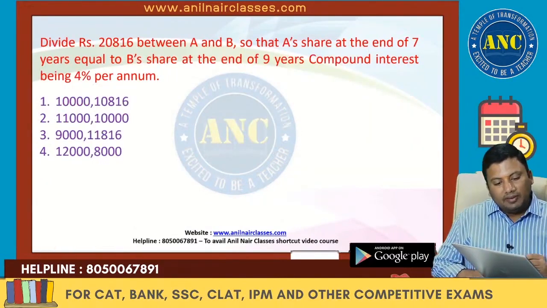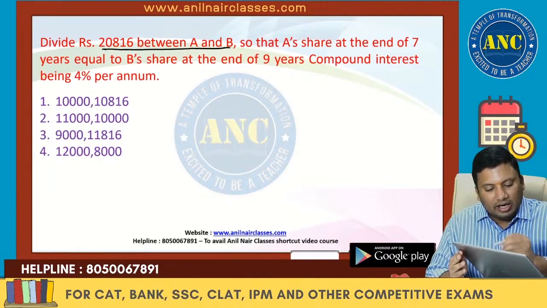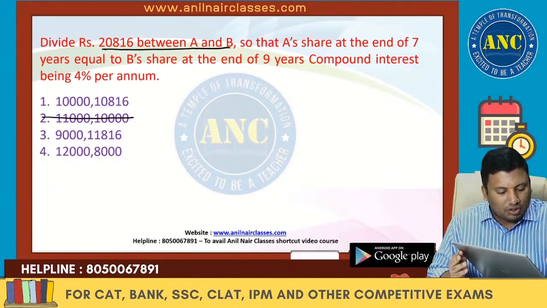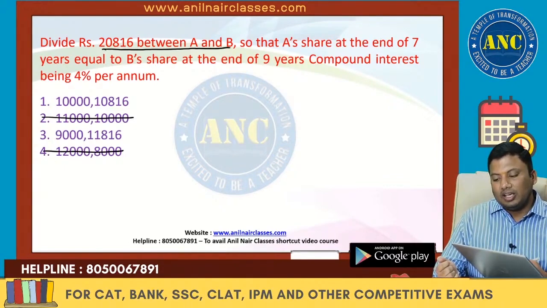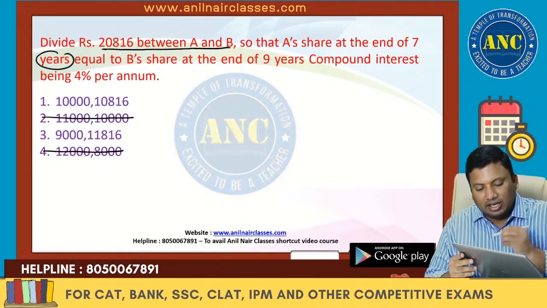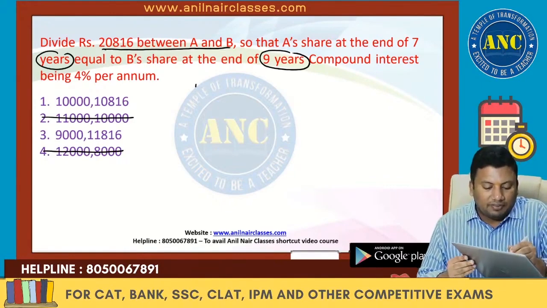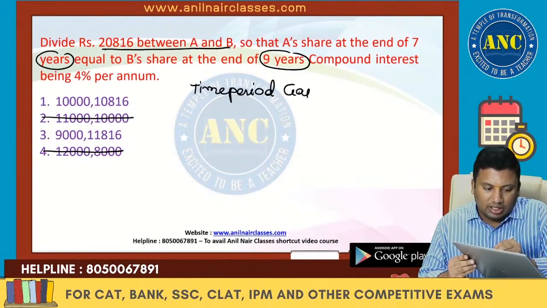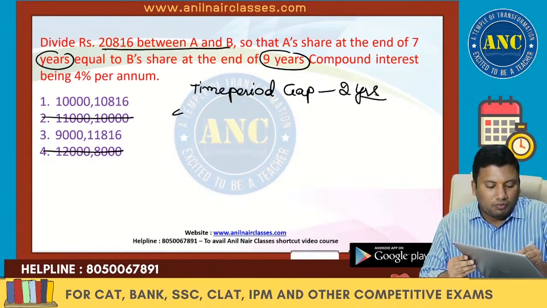Now next one. Divide 20816 between A and B. Sum should be 20816. A's share at the end of 7 years is equivalent to B's share at the end of 9 years. That means the time period gap is nothing but 2 years.